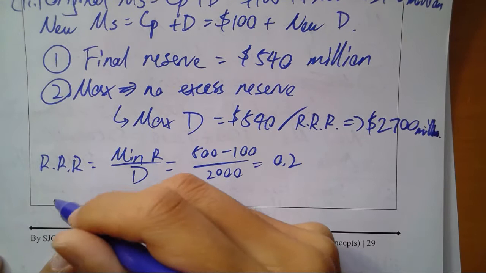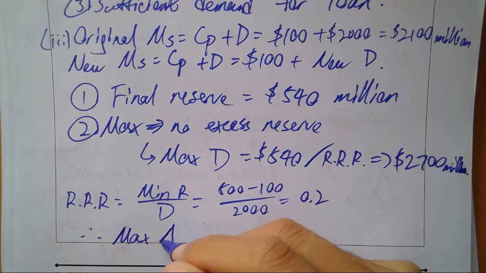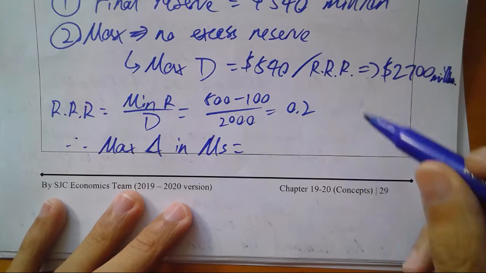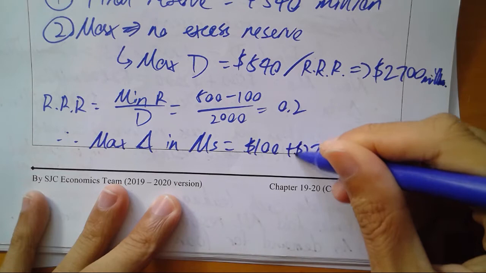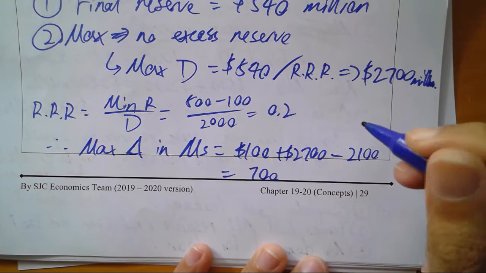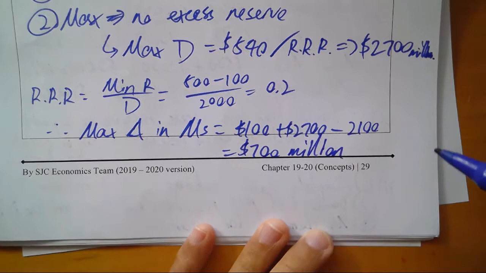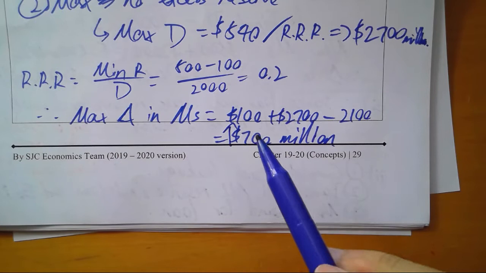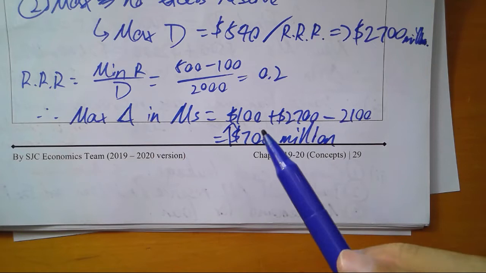Therefore, the maximum change in money supply would be this. 100 plus 2700 million minus 2100 million. And that would give us, let's see, 多少? 700, right? Yes. 700 million increase, 好嗎? The maximum change is an increase of 700 million in money supply.